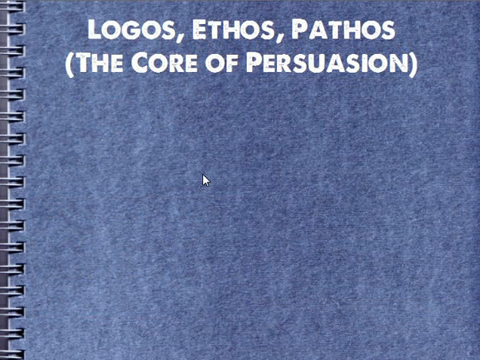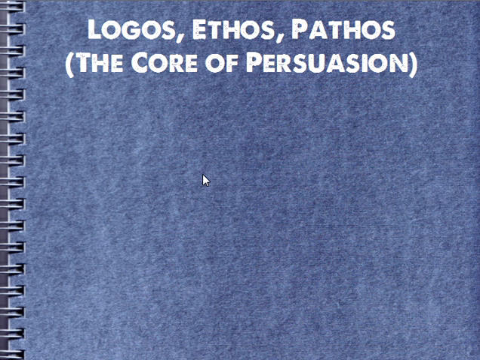Alright, don't write down these words yet because I'm not going to give you examples. I'm going to give you the number, the word, and the definition all at the same time. So just hang on for a minute. Put your pencil down. Logos, ethos, and pathos. Some of you may have heard these before. These are considered the core of persuasion or the core of persuasive speech.